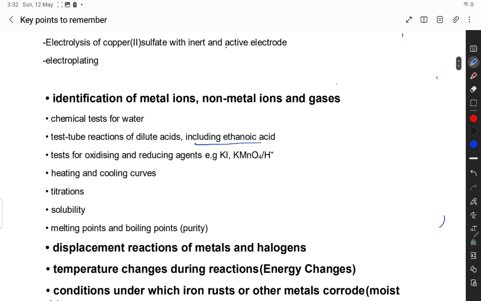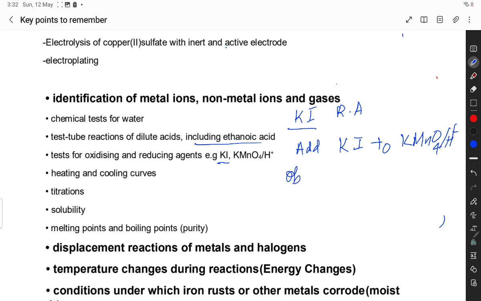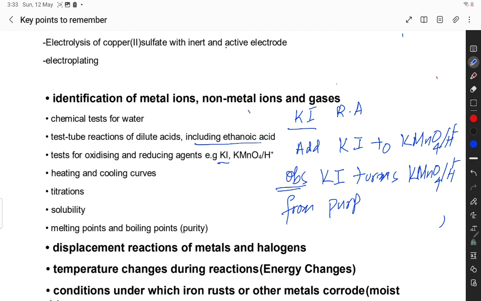So, tests for oxidizing and reducing agents. Potassium iodide is a reducing agent. If you want to test potassium iodide as a reducing agent, add acidified KMnO4 or any oxidizing agent. Observation: potassium iodide turns acidified KMnO4 from purple to colorless.